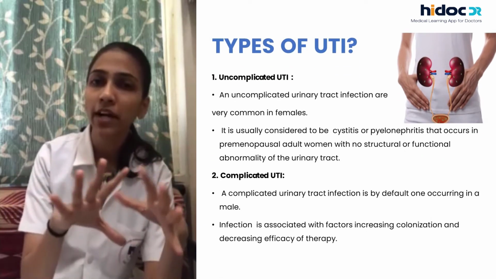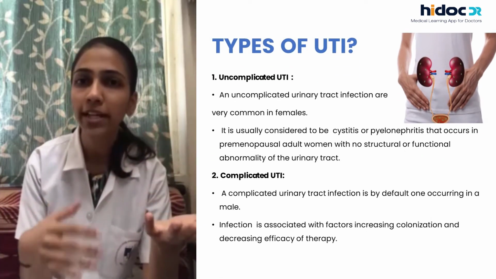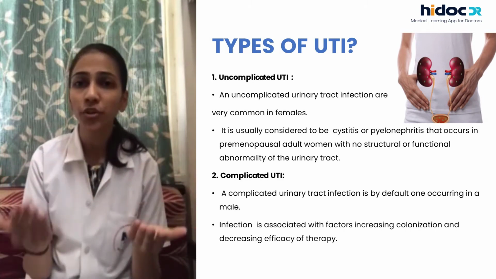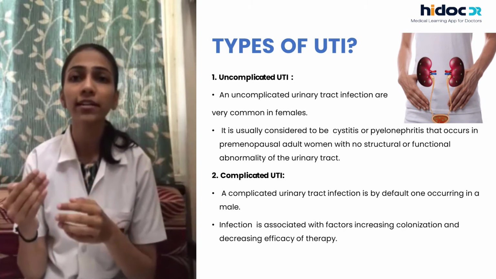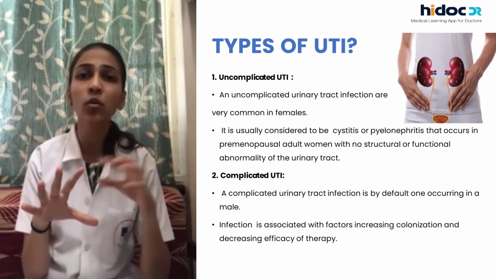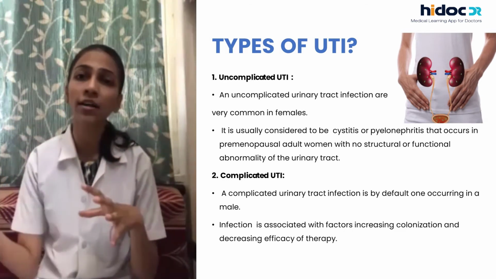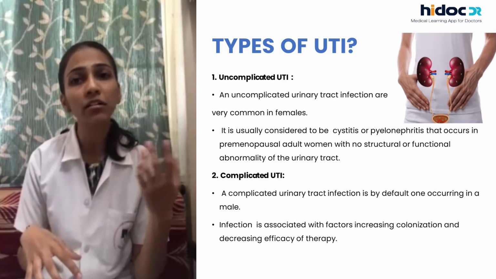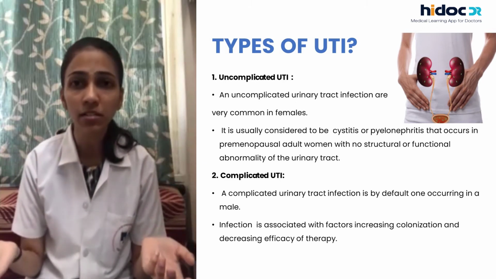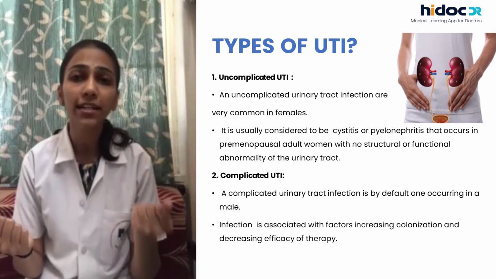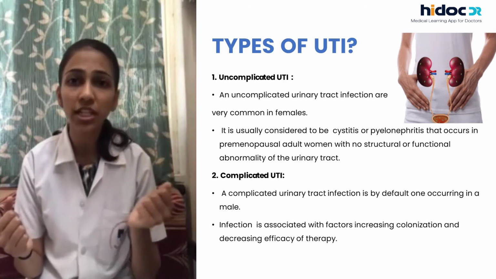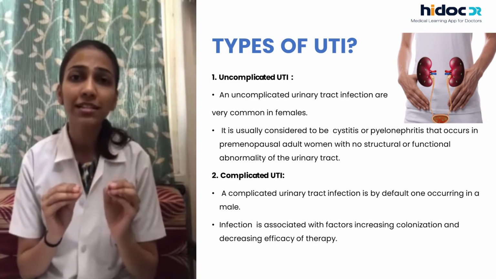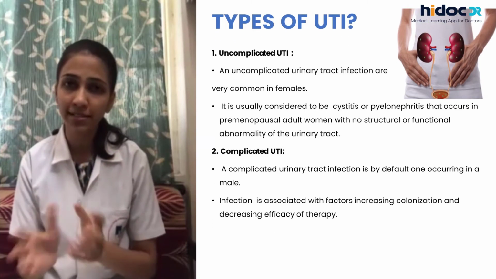UTI can be divided into two types. One is uncomplicated, one is complicated. Uncomplicated is presented as cystitis or urethritis, while complicated, no matter where the location of the UTI is, there is some underlying pathology along with it. Uncomplicated occurs in females, while complicated occurs in males. And uncomplicated is easy to treat. There's no sequelae, while in complicated, there can be complications like a metastatic abscess, etc.